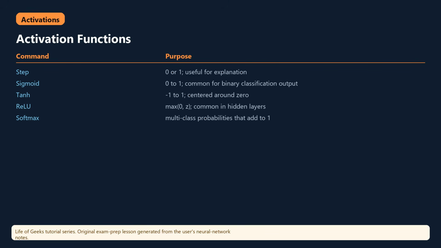ReLU, which means rectified linear unit, returns 0 for negative inputs and returns the input itself for positive inputs. It is very common in hidden layers. Softmax is used for multi-class classification. It converts several scores into probabilities that add up to 1. If the exam asks why activation functions are needed, the best short answer is, they allow neural networks to learn nonlinear patterns.